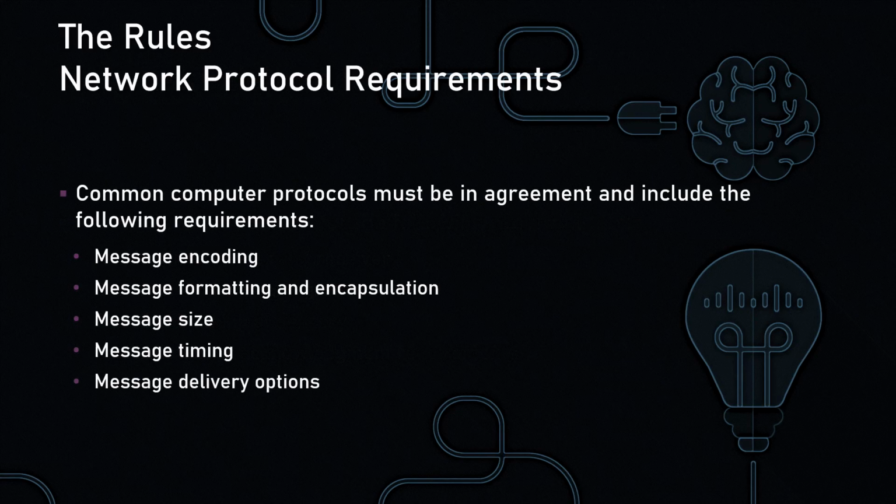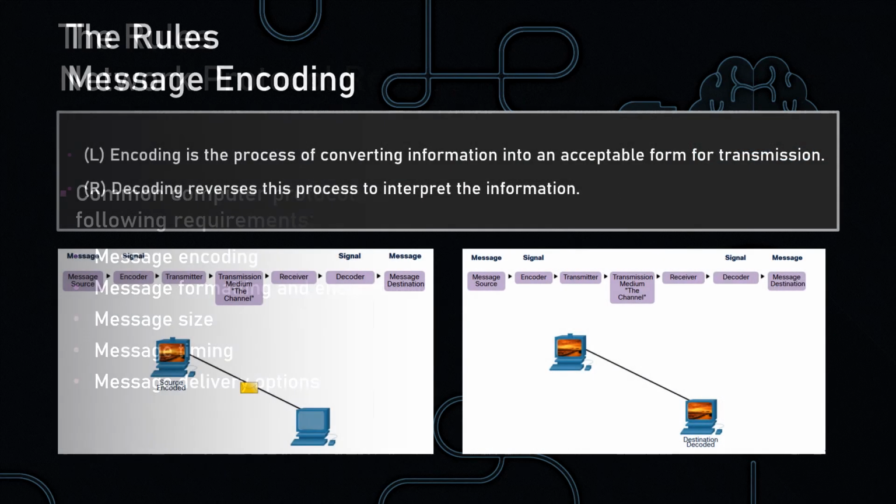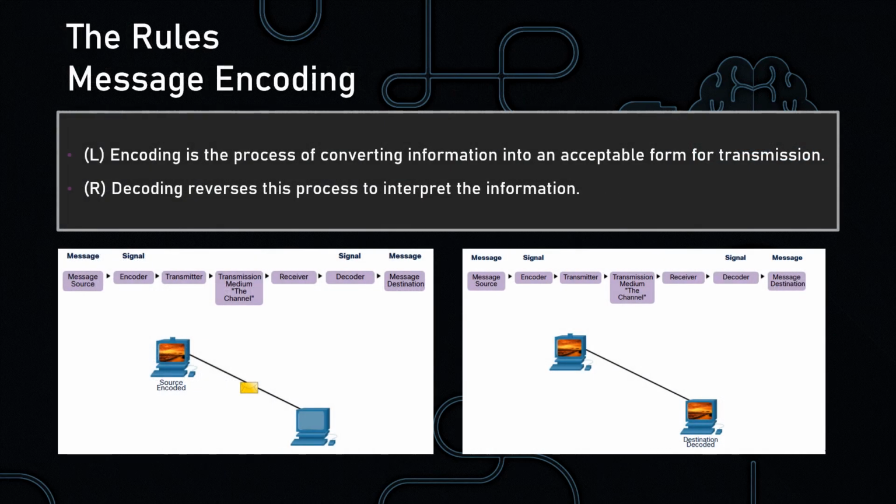Common computer protocols have to be in agreement for message formatting, encapsulation, encoding, size, transmission timing, and delivery options. So here we see, on the left-hand side, the process of converting information into an acceptable form for transmission. So we have the message source. Now, instead of just having a transmitter and receiver on either side of the medium, we have now added an encoder and decoder. Decoding is exactly the same as encoding, it's just done in reverse.